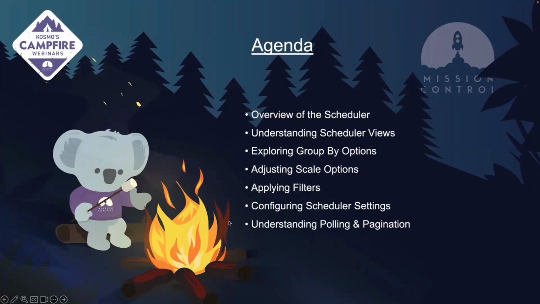Right. So, this is the agenda for today's session. Today we'll take a quick look at what the scheduler is and how it helps with planning resources, and also learn the different ways to view resource projects and actions in the scheduler. We'll also see how to group resources, projects, or tasks for better organization. We'll also see how to change the timeline to daily, weekly, or monthly for easier planning. We'll also see how to apply filters and configure settings, and learn how to enable polling and pagination.